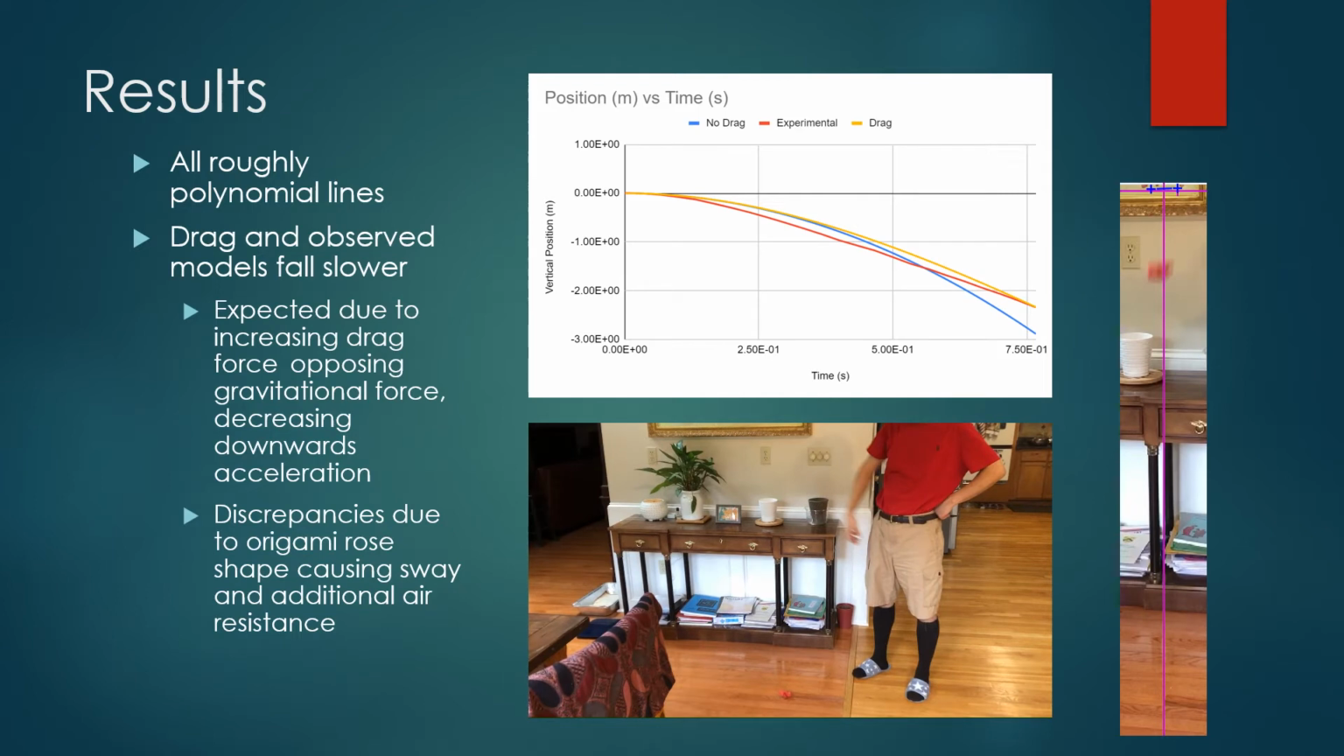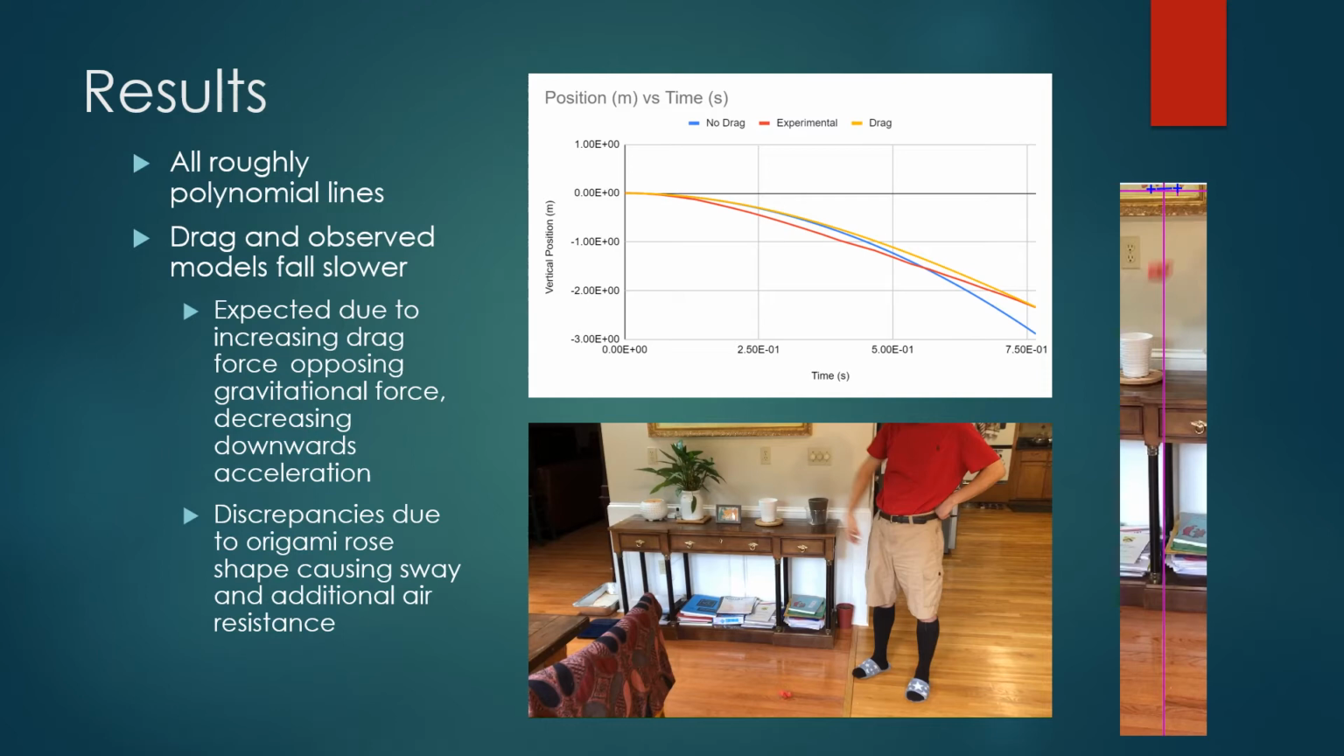Here we see the EXP position, which is the computational model without drag, position, which is the computational model with drag, and observed position, which is our observed experiment. All the models had a roughly polynomial shaped curve, but predictably, the observed model and the drag model curved more gradually and did not fall as far as the computational model that did not account for drag.